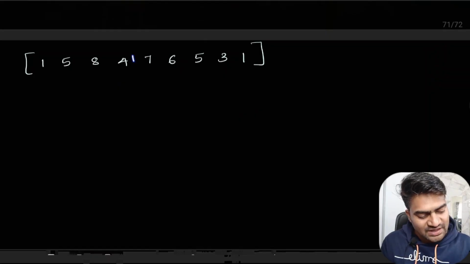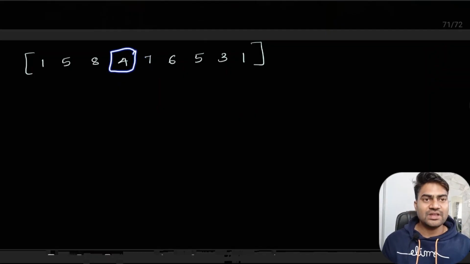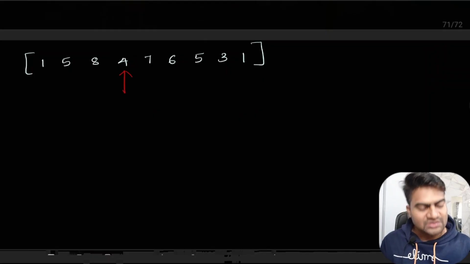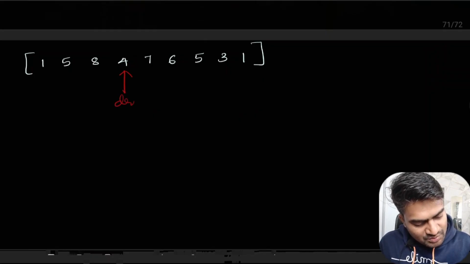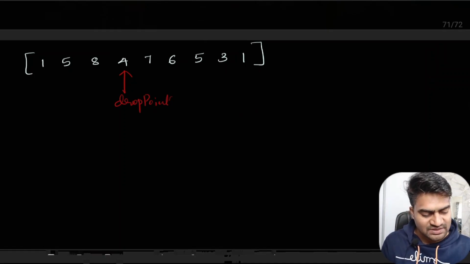Okay, so this is where our number dropped from a larger number to a smaller number. So if that is the case, we will have to somehow keep a reference of this drop point. Okay, this is our drop point. So this is one thing. This is the first step. This is my observation.